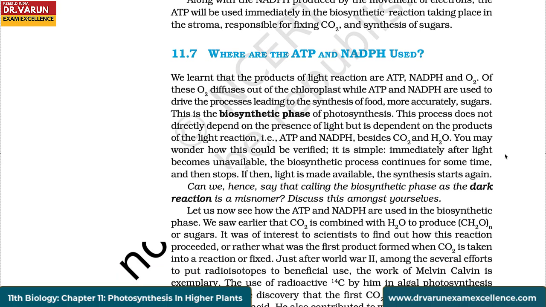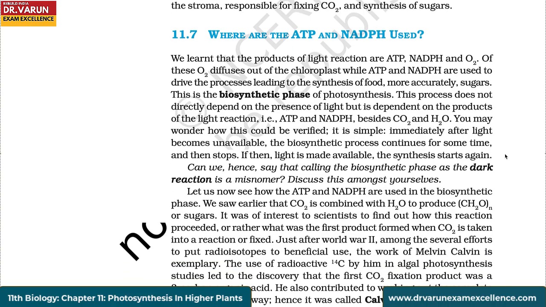We learnt that the products of light reaction are ATP, NADPH and oxygen. Of these, oxygen diffuses out of the chloroplast while ATP and NADPH are used to drive the processes leading to the synthesis of food, more accurately sugars. This is the biosynthetic phase of photosynthesis. This process does not directly depend on the presence of light but is dependent on the products of the light reaction, that is ATP and NADPH, besides carbon dioxide and water.